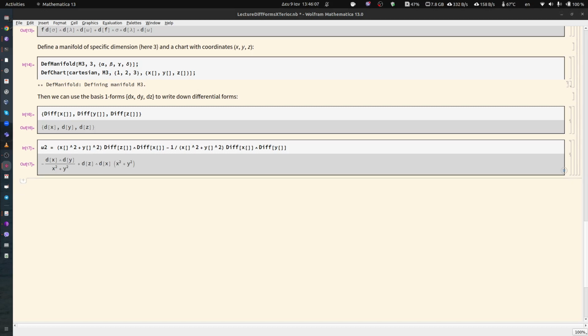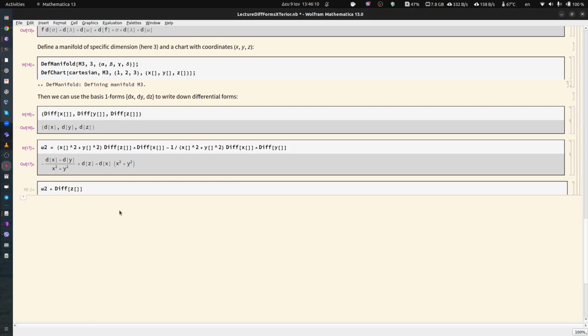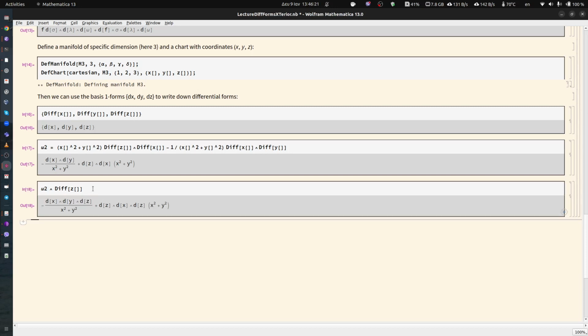So let's do something with it. Let's multiply this form by dz. So this will give us a 3 form on the three-dimensional manifold. And you notice here that we obtain a term that should vanish. So dz multiplies the dz dx term and gives a dz dx dz term. But you know that because of the antisymmetry of the wedge product, this should be equal to 0. But this is not what we obtain.